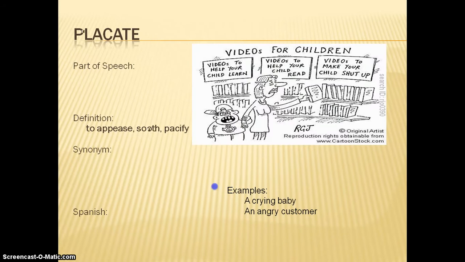Placate is a verb, and it means to appease, to soothe, to pacify. So parents often try to placate their children by putting them in front of the TV when they're crying, or by singing to them, to get them to stop being upset. They want to placate them. If someone comes to you very upset and you just want to figure out what you need to give them to make them stop screaming or stop yelling, that means you're trying to placate them.